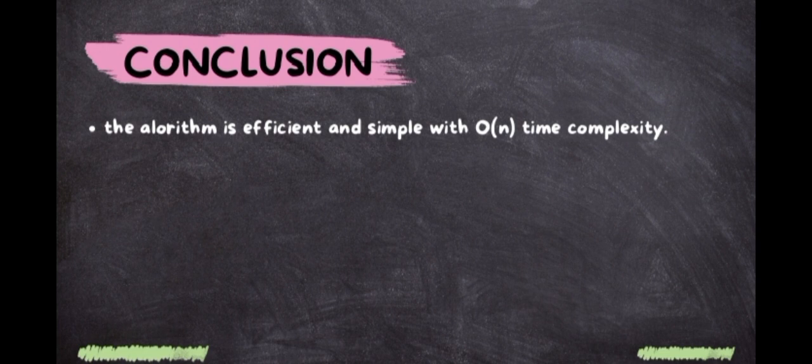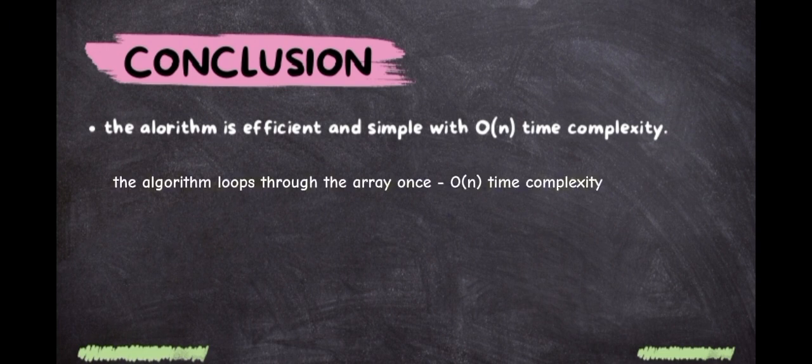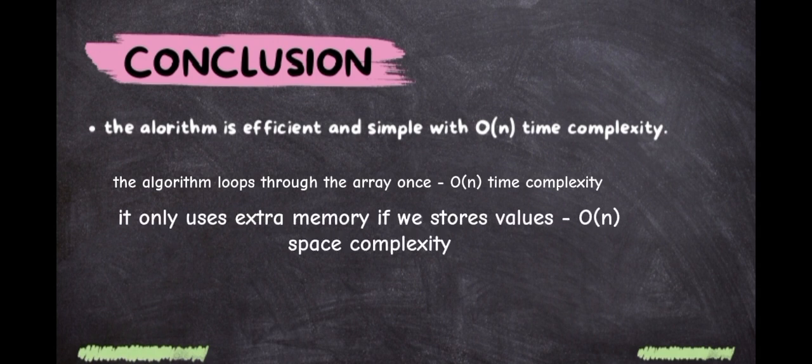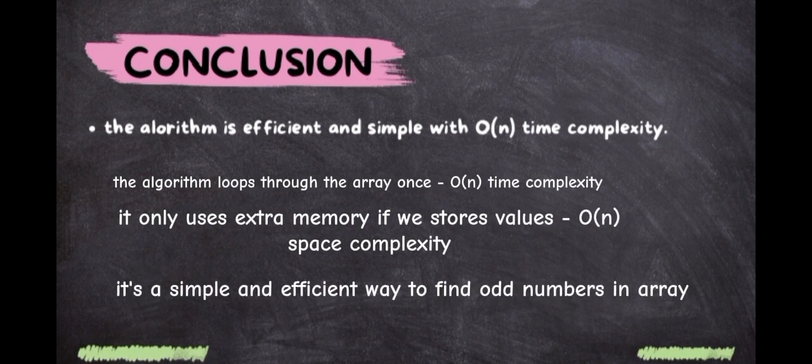To conclude and summarize this topic: the algorithm loops through the array once, and it only uses extra memory if we store values, giving O(1) or O(n) space complexity. It's a simple and efficient way to find odd numbers in an array.